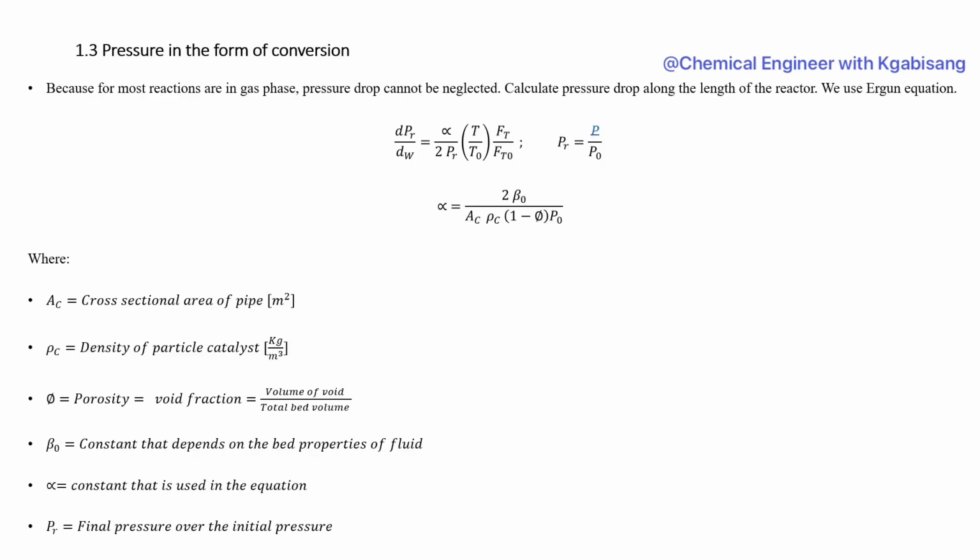Because this reaction takes place in the gas phase, pressure drop cannot be neglected. So now we are going to substitute everything into this equation here. PR basically expresses the ratio of the total pressure of the product stream versus the inlet pressure of the feed stream. This A here is a constant used in this equation and basically expresses this expression over here. B is also a constant that depends on the bed properties of our fluid.